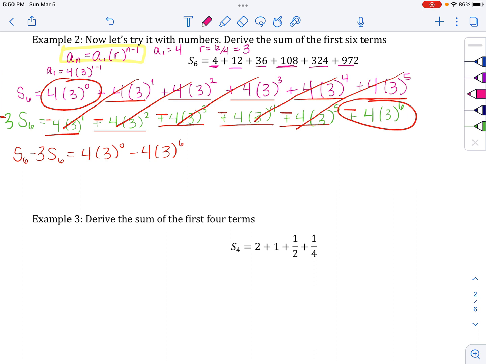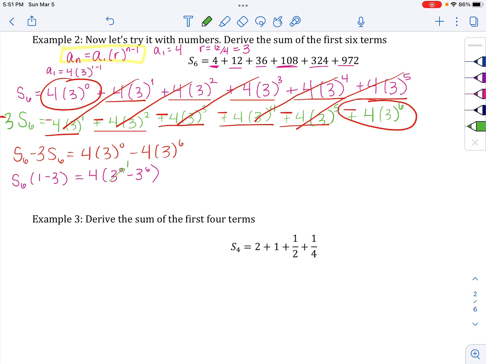Next step is going to be to factor out your GCFs. So I'm going to factor out the S sub 6, and I'm left with 1 minus 3. Equals, on the right side, they both have a 4. So I'm going to factor out 4. I get 3 to the 0 minus 3 to the 6th. Remember that anything to the 0 power is just 1.